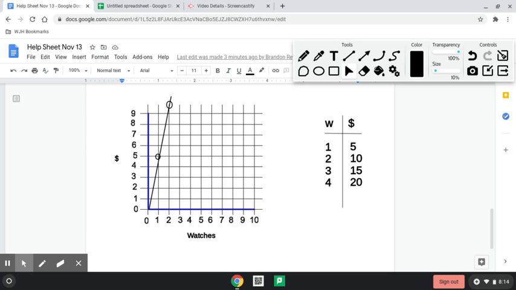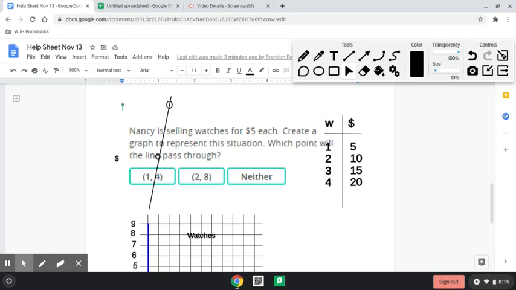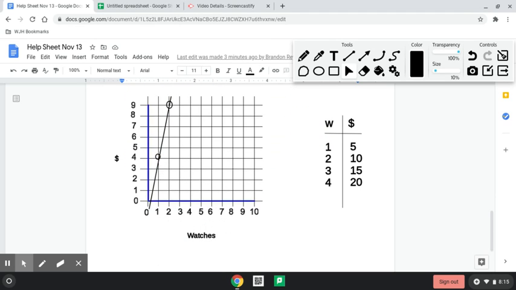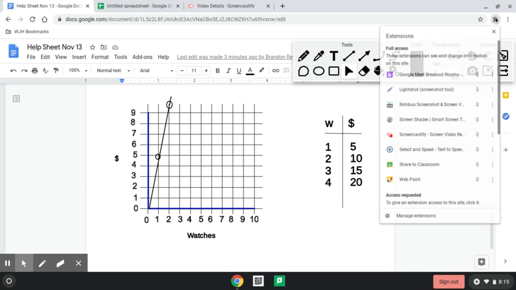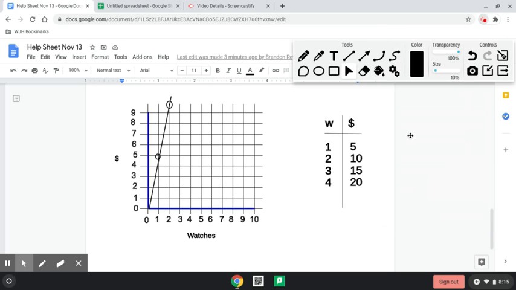And as for which point the line will pass through, well, you probably could have found that out even without making a graph and just making this table, but I'm not going to give you the answer. I need you to figure that out on your own.